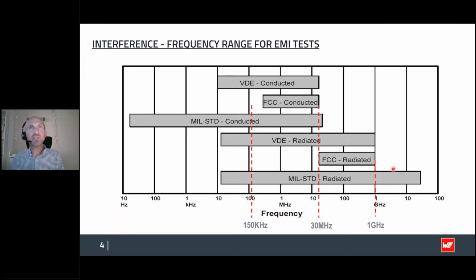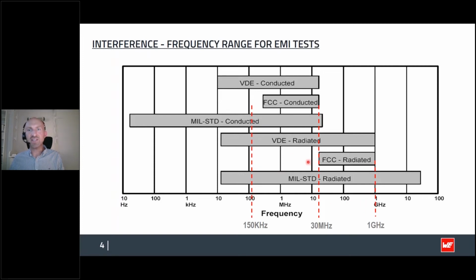regulations. Now, unfortunately, these regulations vary a little bit all over the world, and there is some consistency from region to region. The typical frequencies of interest are from IEC standards, which is International Electrotechnical Commission, will be from 150 kilohertz to 30 megahertz for the conducted band. So that's the noise that's injected into the mains lines. Then for the radiated emissions, it goes from 30 megahertz up to 1 gigahertz.